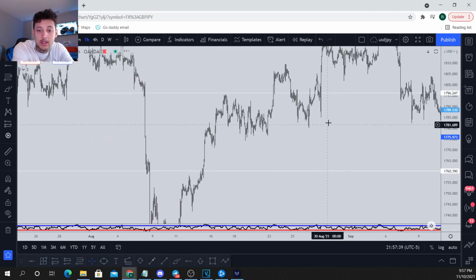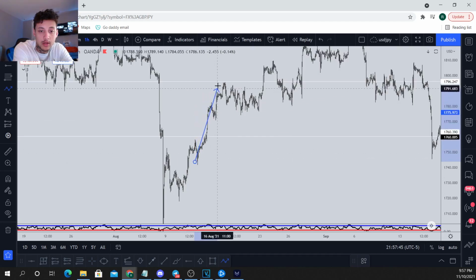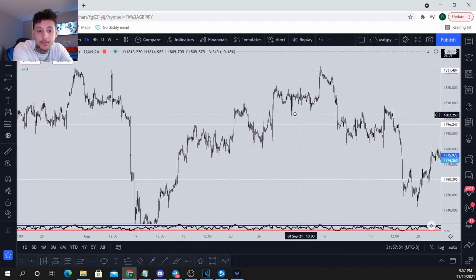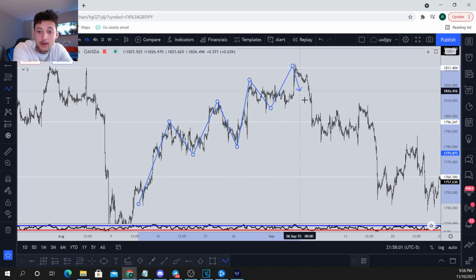But anyways, let's look at our main levels of structure here, right? We have this, we have point A, point B, point C, and we have this, then we have this. Can I move this up? I'm going to move it like this, right? We have higher high, higher low, higher high, higher low, higher high, higher low, and then higher high, then a break of structure, then we have a lower high, lower low.